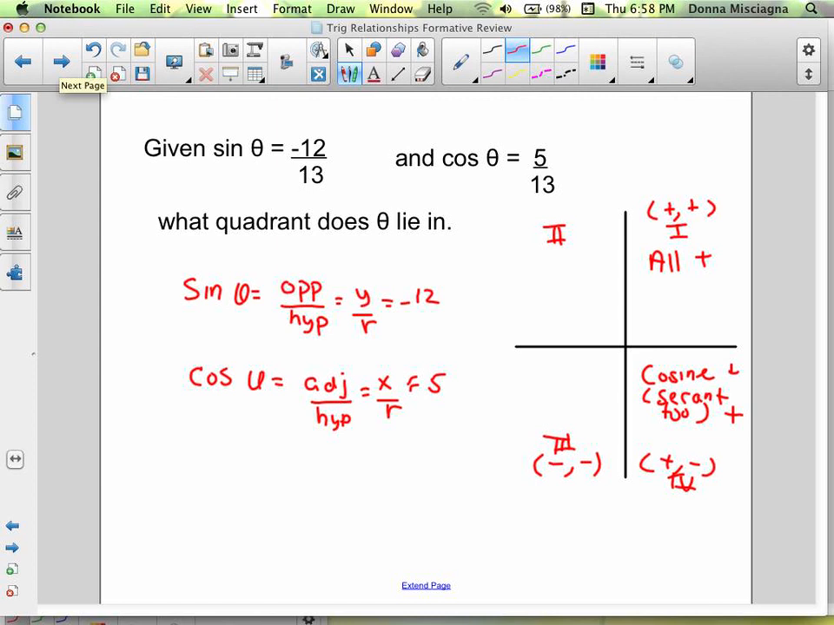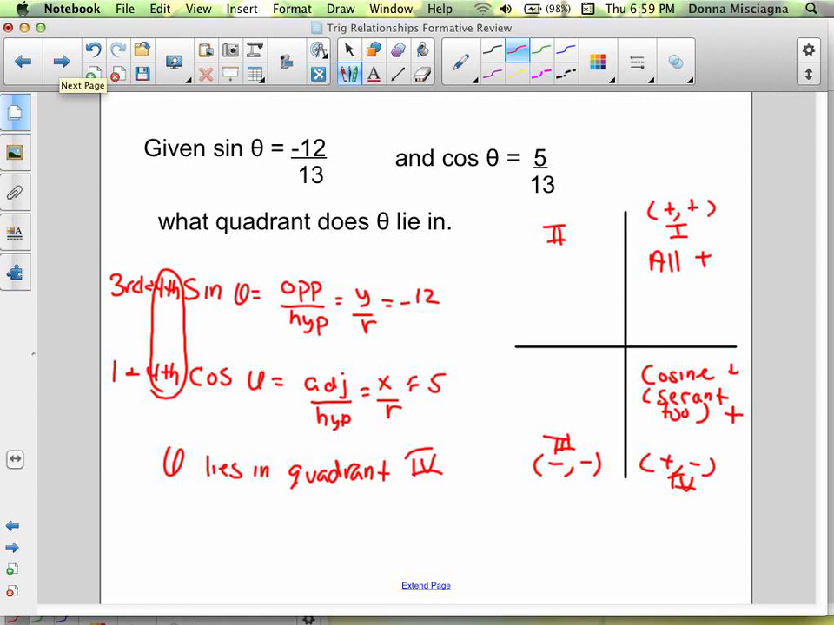So cosine is positive in the first and fourth. Sine is negative in the third and fourth. What do they have in common? The fourth quadrant. So, given that sine is negative and cosine is positive, what quadrant does theta lie in? Theta lies in quadrant 4.